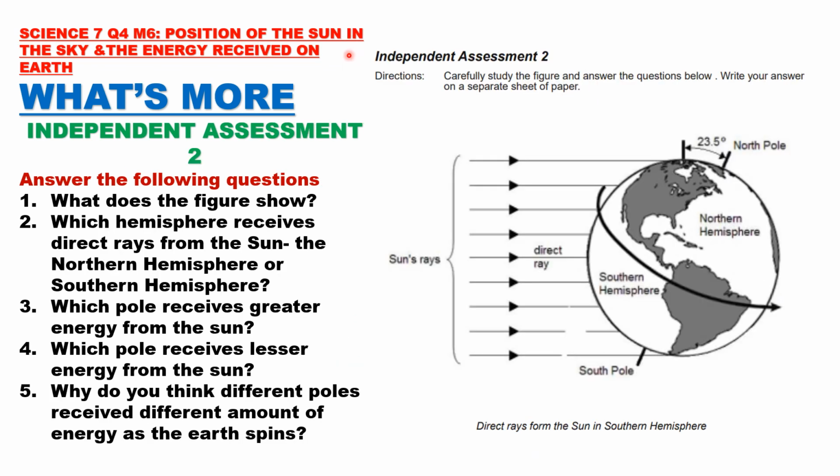Independent Assessment 2. Carefully study the figure and answer the questions below. Question 1. What does the figure show? 2. Which hemisphere receives direct rays from the sun? The northern hemisphere or southern hemisphere? 3. Which pole receives greater energy from the sun? 4. Which pole receives lesser energy from the sun? And number 5. Why do you think different poles receive different amounts of energy as the Earth spins?